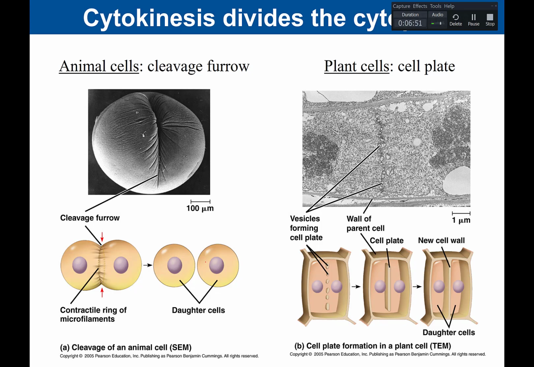So we can't just use actin to squeeze because that plant cell wall is very rigid. So the way that plants do cytokinesis is a little bit different. They're going to form a cell plate.